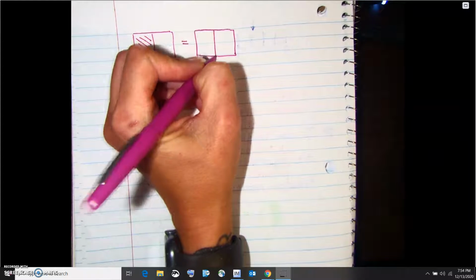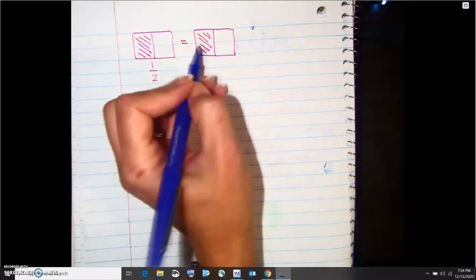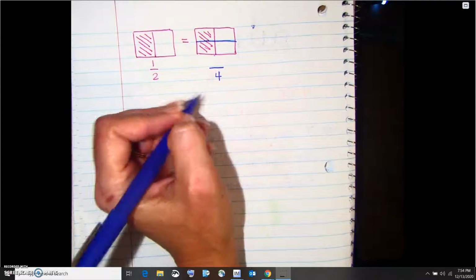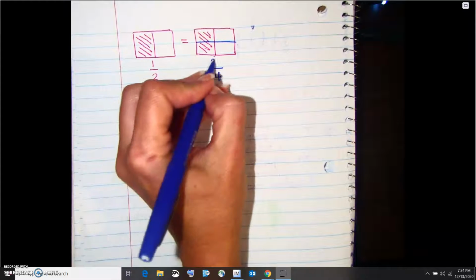but this time I still want half. So I'm going to still color in half, but I'm going to make it into more equal parts. I'm going to divide it this way. So it's the same shape, it's still half, but now what is my denominator? How many parts do I have altogether? I have 4 parts altogether. And how many parts are colored? 2. So that means they are equivalent.